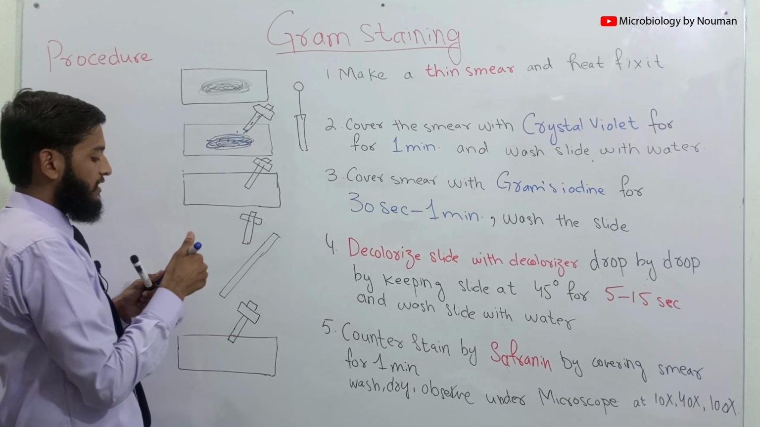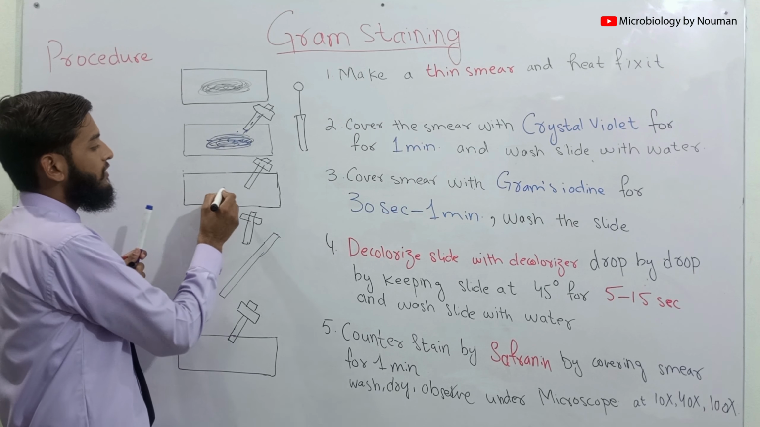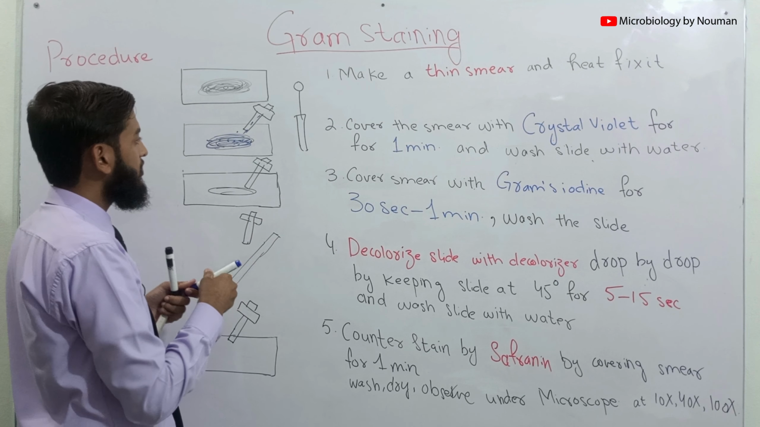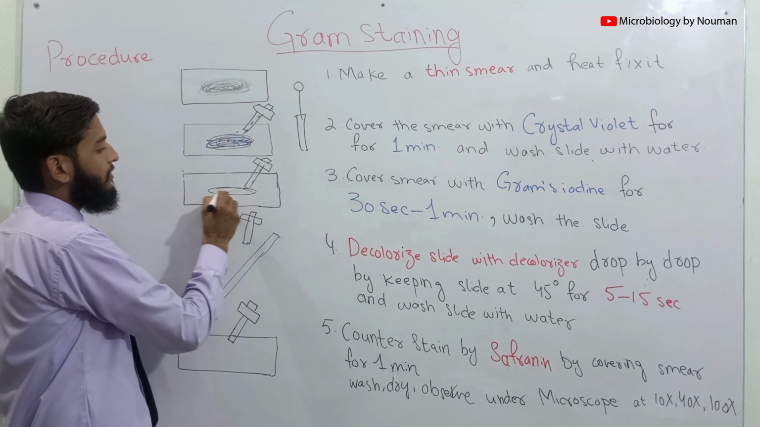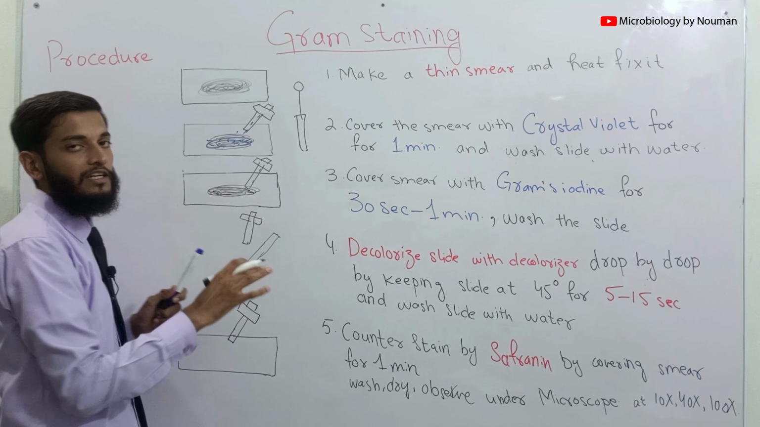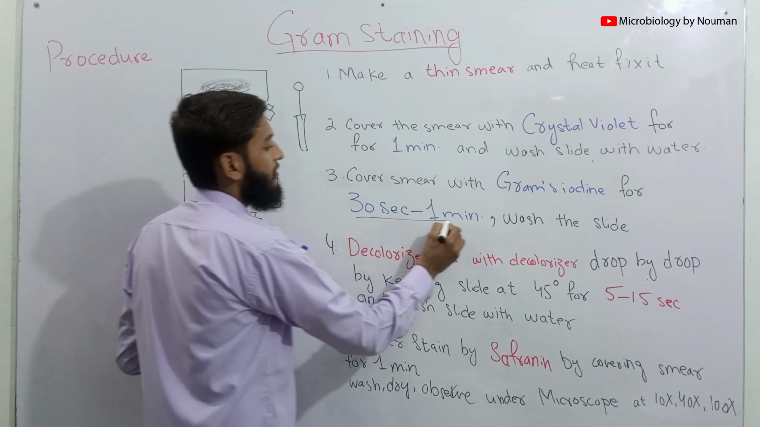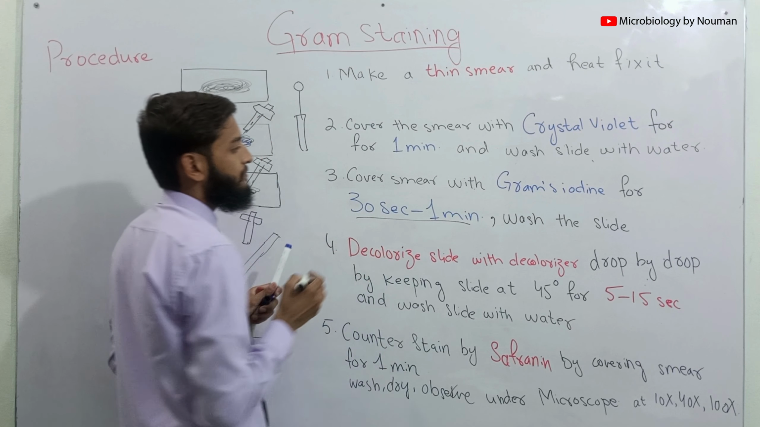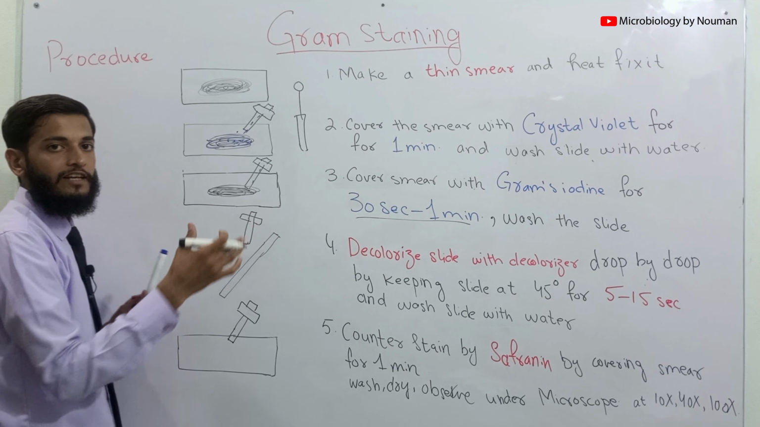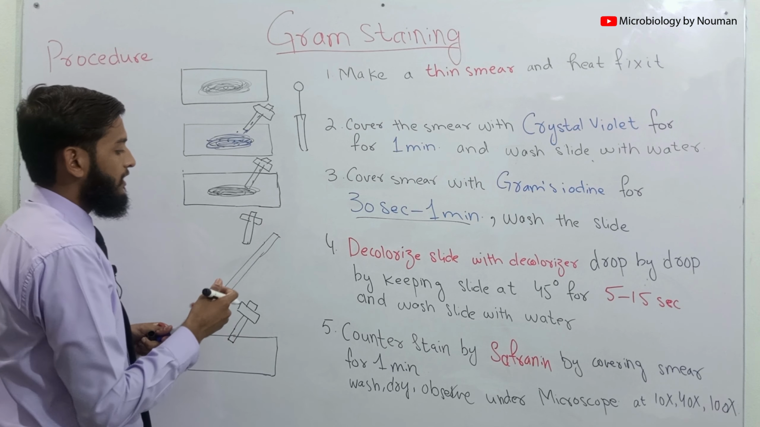Then we will cover our smear with gram's iodine, that was a yellowish color solution, right? So we will cover the smear with this gram's iodine for 30 seconds to 1 minute. After 30 seconds to 1 minute, we will wash our slide with clean water.